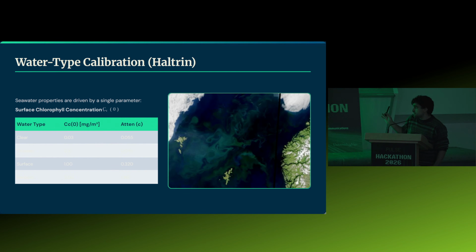Now we have selected what the channel model is, but we need to take into account what bio-optical model we're using too. And we went with Haltrin. We made sure that the jury knows that we watched the videos of the hackathon because Haltrin is explained there. What are the advantages of Haltrin? That you can model everything by only a single parameter, which is the surface chlorophyll concentration. That's very nice. It's very nice that with just one parameter you can get quite a good image of what your medium looks like.